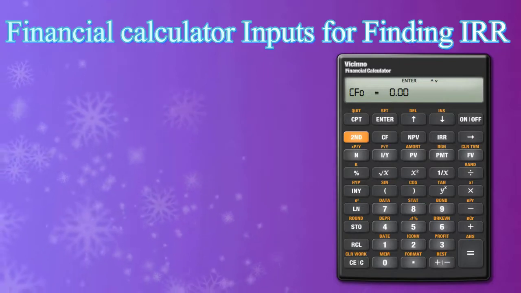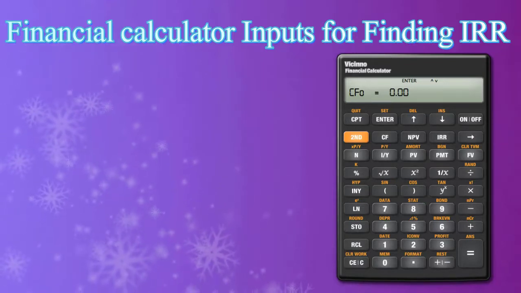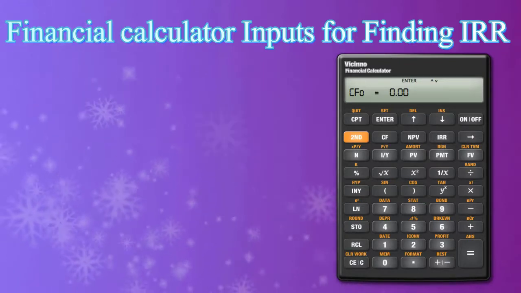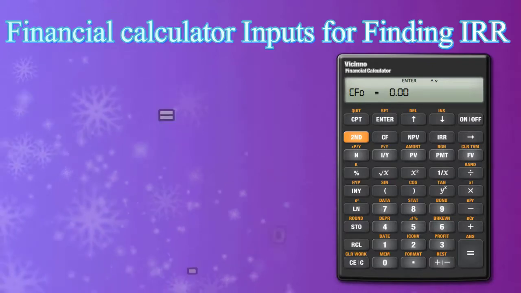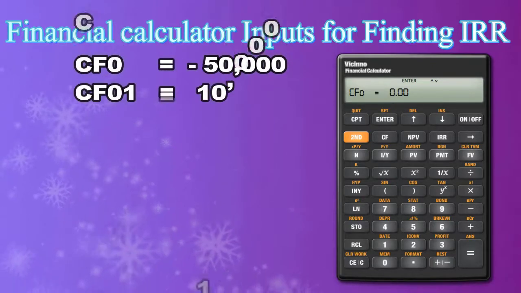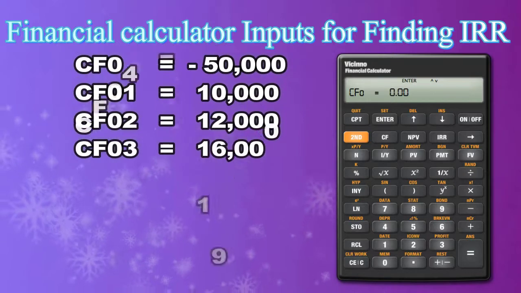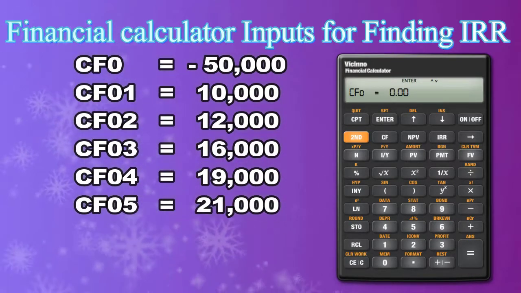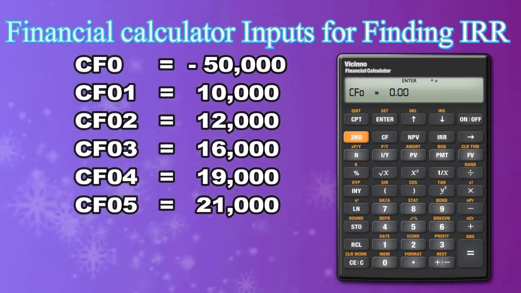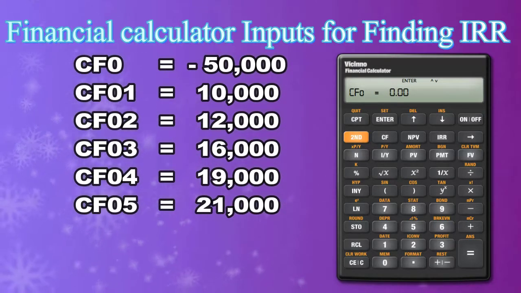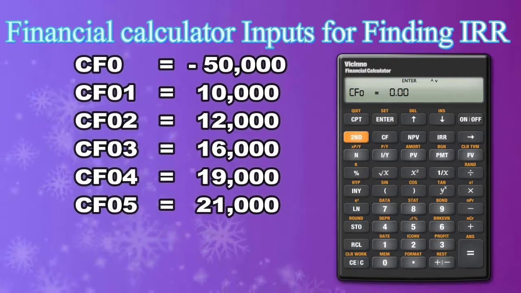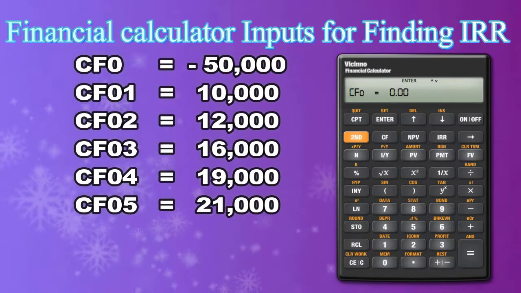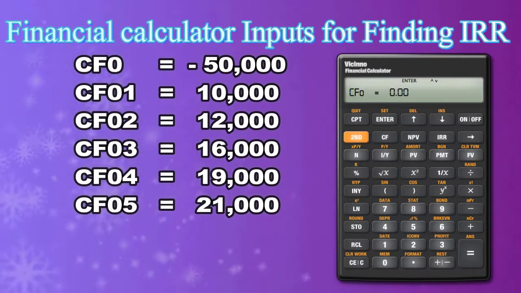Press the CF button. The screen will show CF0 equals 0.00. Now input CF0 equals minus 50,000. Then press the down arrow button to move to the next cash flow. For year 1 that is 10,000, then for year 2 12,000, for year 3 16,000, for year 4 19,000, and finally for year 5 21,000.